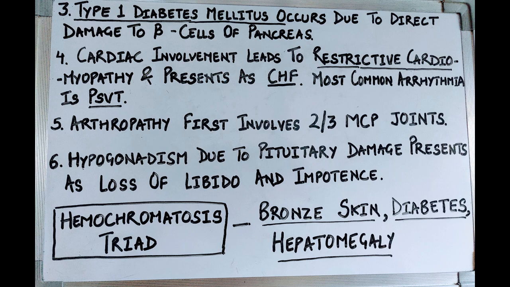The fifth clinical feature that occurs in hemochromatosis is arthropathy, that is, joints are involved. The first joints to be involved are the second or third metacarpophalangeal joints. The sixth clinical feature is hypogonadism. It occurs because of pituitary damage, which presents as loss of libido and impotency.